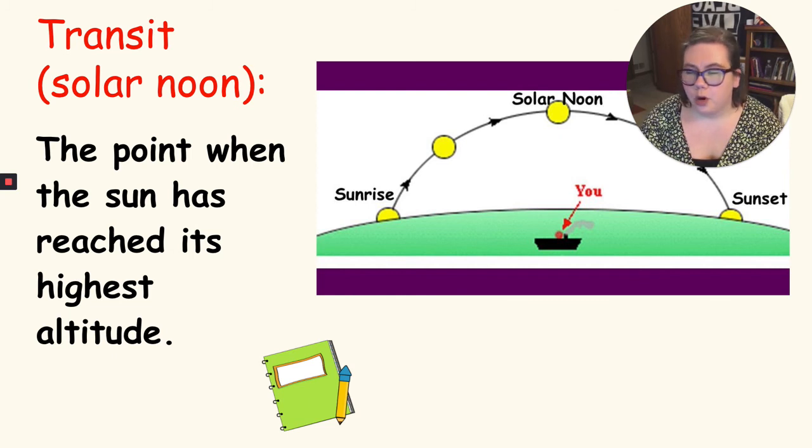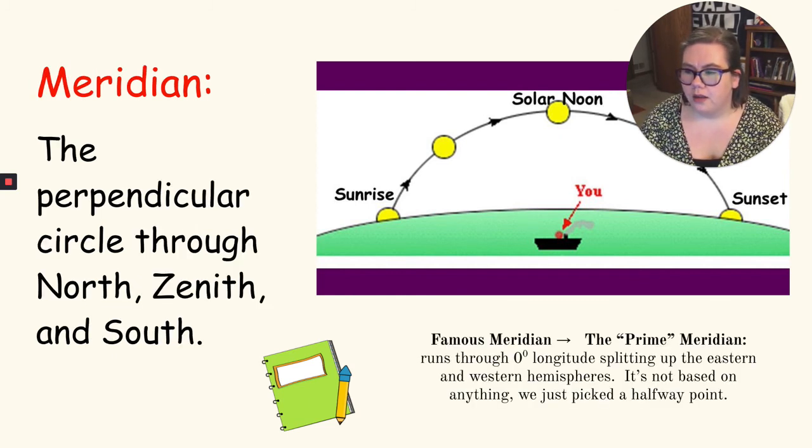Another vocab word. And I believe this is our last vocabulary word, the meridian. This is a word you're probably familiar with and have heard in your geography classes. But this is the perpendicular circle through north, zenith, and south. Okay, the perpendicular circle through north, zenith, and south.